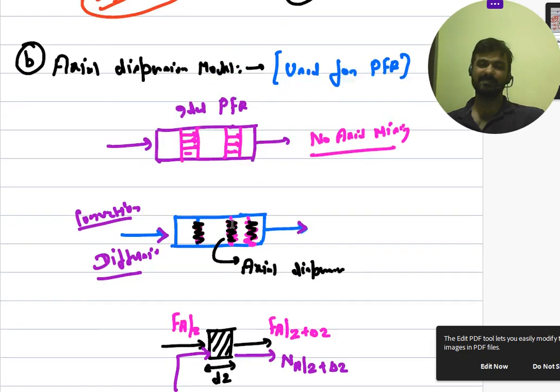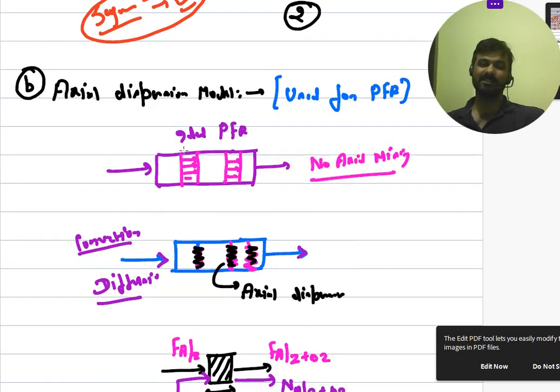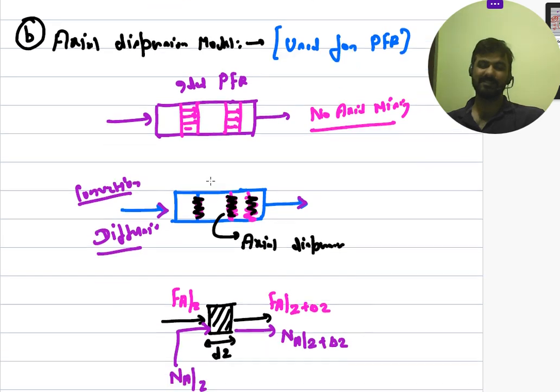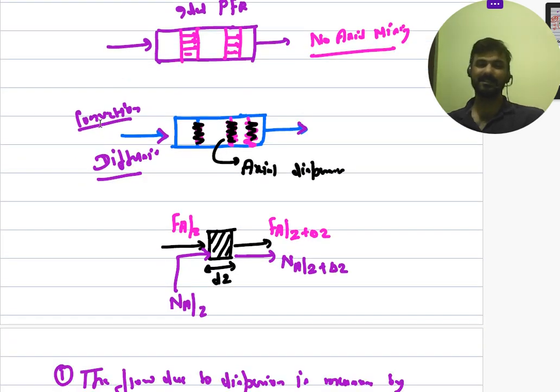Now coming to the axial dispersion model. The axial dispersion model is valid for the plug flow reactor, and the tank in series model is valid for the continuous stirred tank reactor. Both the tank in series model and the axial dispersion model follow the one parameter model. Generally in an ideal plug flow reactor, there is no axial mixing, but in a real scenario, convection and diffusion both are happening, and due to this, axial dispersion will be there.